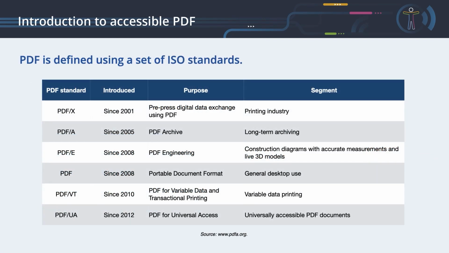PDF standards. Recent PDF versions have been defined using a set of ISO standards. PDF is not one standard using a single file format, but consists of a family of different file formats optimized for different applications. This table shows the different PDF standards. There are PDF versions for different applications, for example, printing, archiving, engineering, variable data printing, or universal access. Each of these standards serves different needs and targets different user groups.